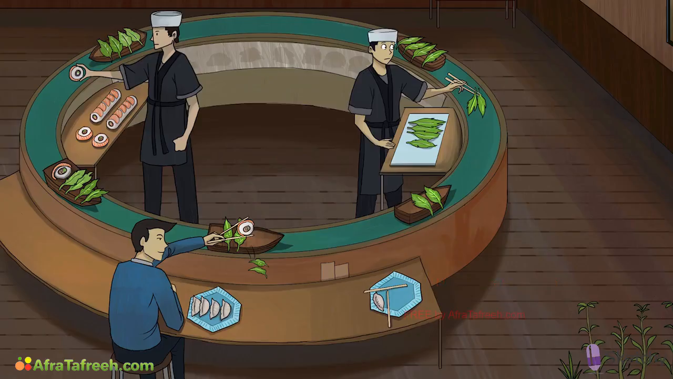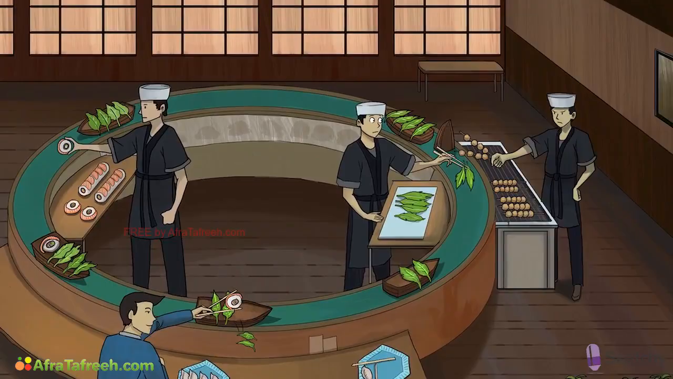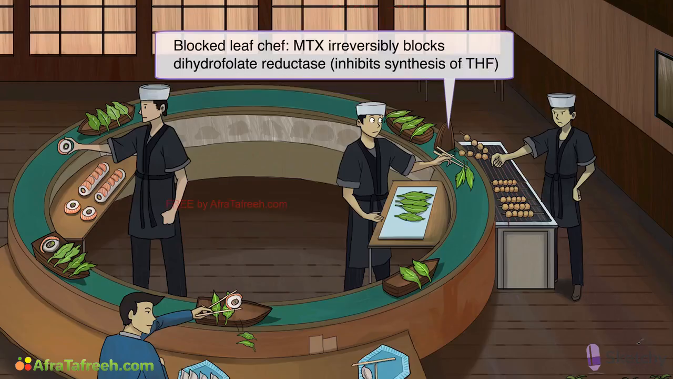Methotrexate is a folate analog, so it looks like folate, but it's not. It competitively and irreversibly binds to dihydrofolate reductase, preventing the conversion of dihydrofolate into tetrahydrofolate. Think of methotrexate as this methotrexate meat stick chef. He's trying to replace folate, like a folate analog, if you will. Instead, he's irreversibly upended that sushi boat and brings the folate cycle to a halt.